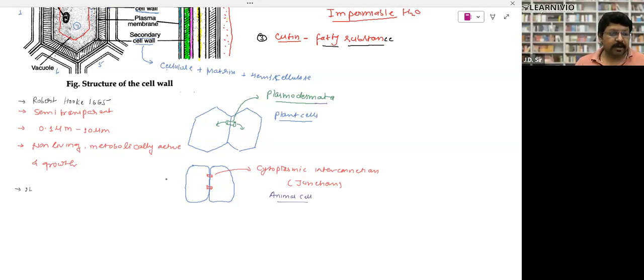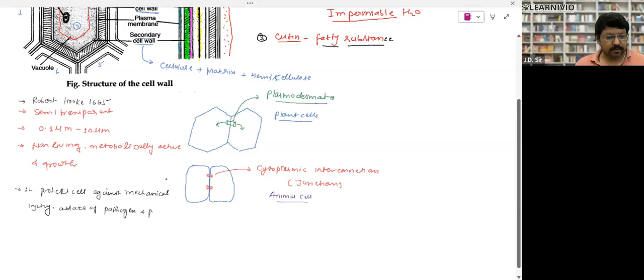Next point. It protects the cell against mechanical injury, attack of pathogens, and provides shape to the cell. That's it. So this was all about the cell wall.